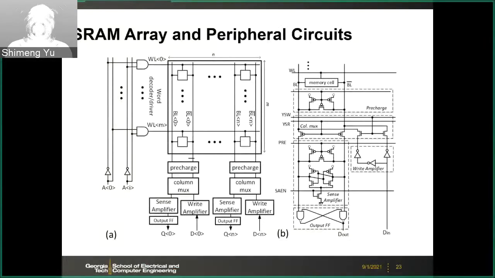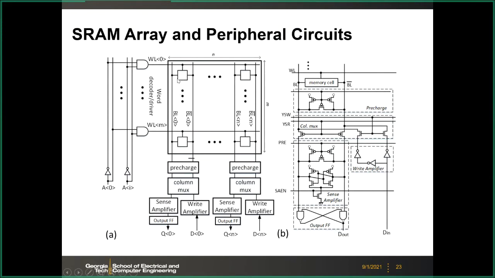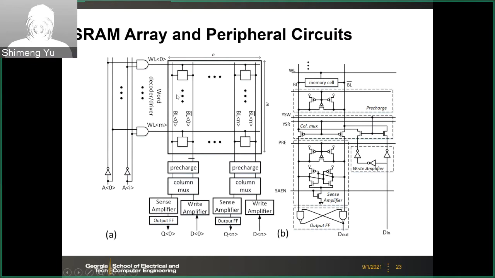Okay, so let's have a big picture of the whole array. This is a diagram for the SRAM array and its peripheral circuits. The array is organized into rows and columns, as we discussed earlier. No matter what memory technology you are talking about, you always have the word line rows and bit line columns. For the SRAM, we have 2 bit lines per cell. One is bit line and the other one is bit line bar.